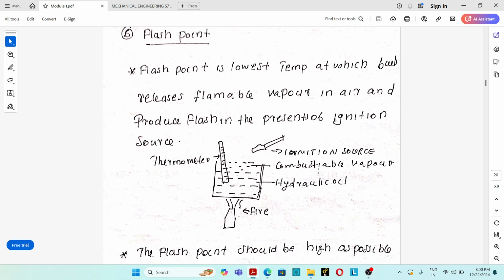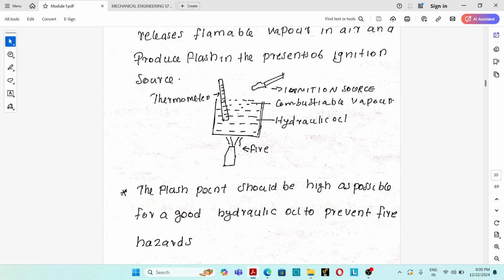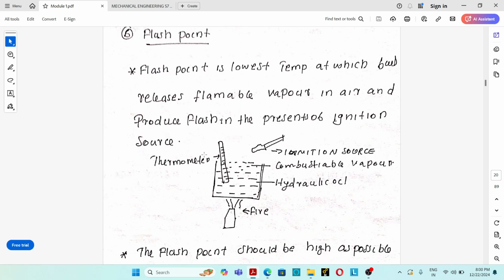Sixth and seventh, flash point and fire point. How will you define the flash point? Flash point is the lowest temperature at which fuel releases flammable vapor in air and produces a flash in the presence of an ignition source. That's the definition of flash point.